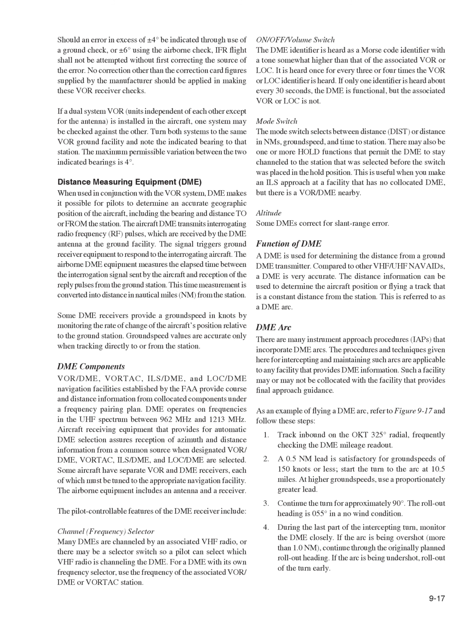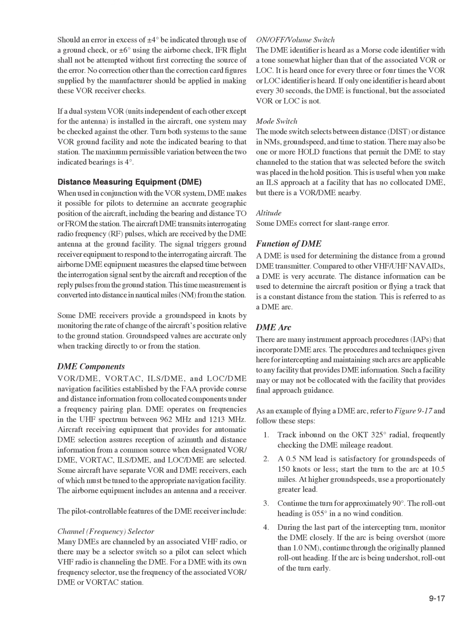There may also be one or more hold functions that permit the DME to stay channeled to the station that was selected before the switch was placed in the hold position. This is useful when you make an ILS approach at a facility that has no collocated DME, but there is a VOR/DME nearby. Altitude. Some DMEs correct for slant range error.